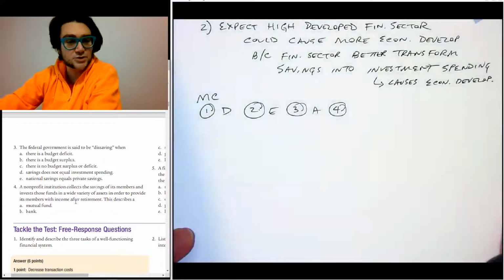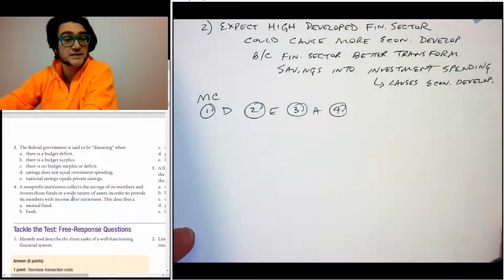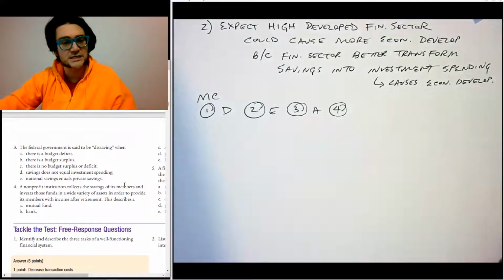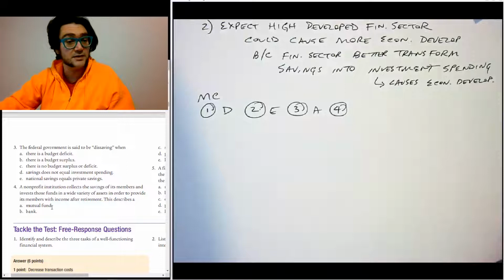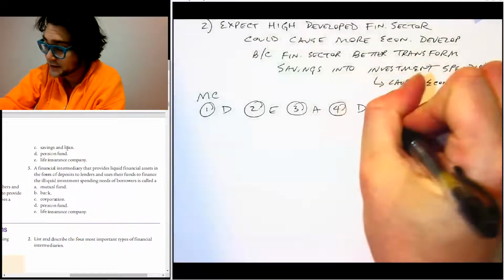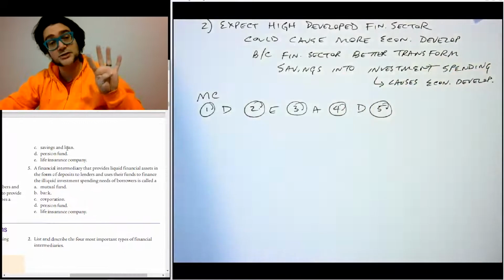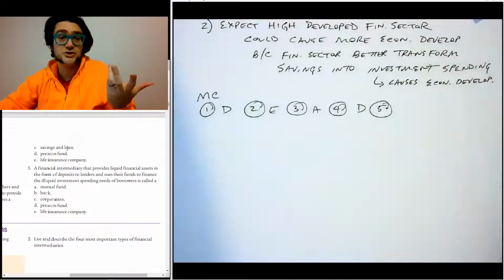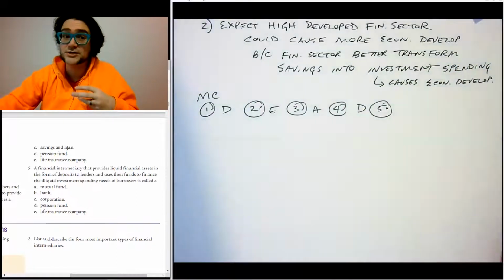A nonprofit institution collects the savings of its members and invests those funds in a wide variety of assets in order to provide its members with income after retirement. This describes not a mutual fund, not a bank, not a savings and loan. That's kind of like a bank. A pension fund is what that one is, D. And again, reading this section gives you the 4 basic types of financial institutions, which I didn't really talk about in the lecture video.